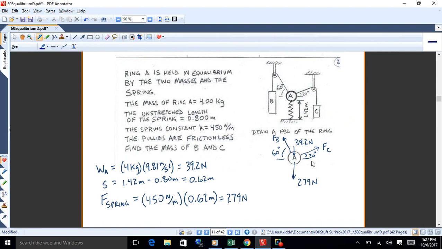So I got that going on there. That's really an important step, to get a good force diagram going there, okay? Now the next thing I want to do is start solving for the two unknowns, FB and FC.